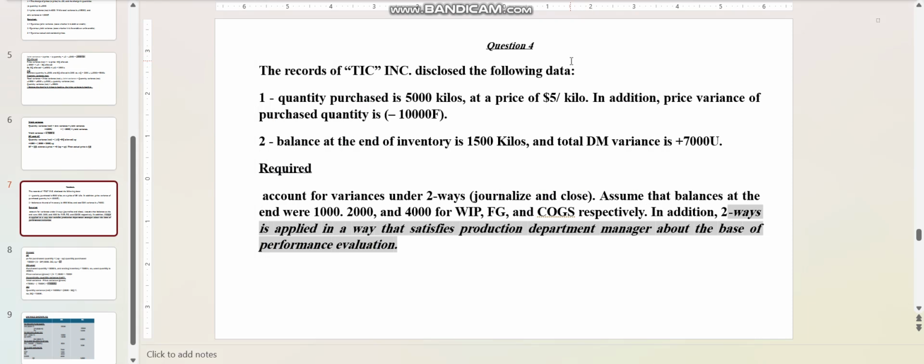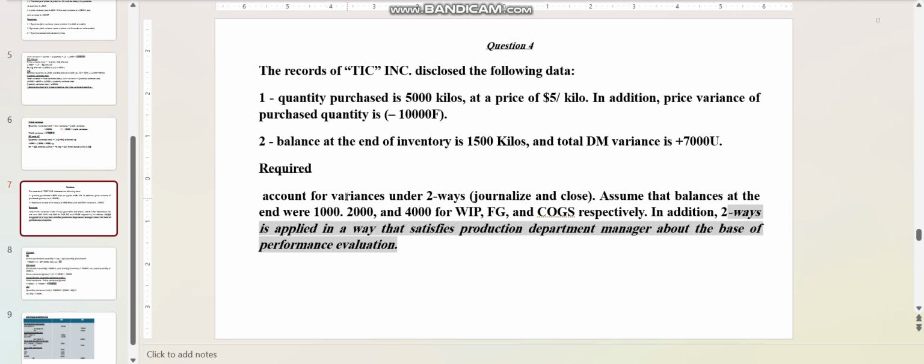In this video we are going to deal with question 4 of the midterm exam. The records of Tech Incorporation disclose the following data. Quantity purchased is 5,000 kilos at a price of $5 per kilo. In addition, price variance of purchased quantity is negative 10,000 favorable. Second, balance at the end of inventory is 1,500 kilos and total direct material variance is positive 7,000 unfavorable.